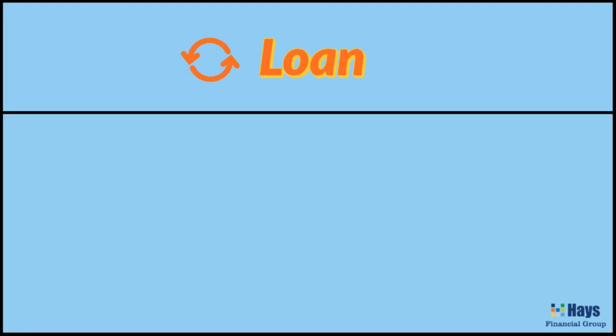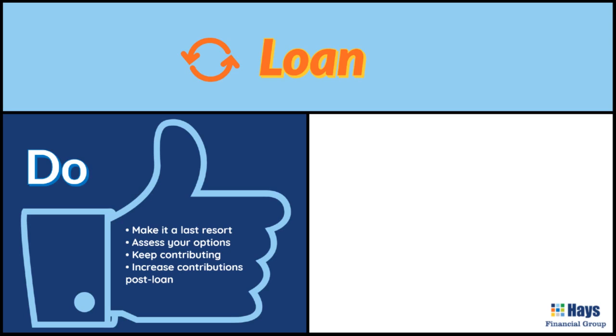A loan, if available, will generally be your first option if you're still actively employed at the company. And a few tips if you're taking the loan are, just like any distribution, try to make it a last resort, but be sure to assess your other options that you might have within the retirement plan or outside of the retirement plan from private funding. Keep contributing. We'll see in just a moment why it's so important when you have the extra loan payment coming out of your paycheck to still contribute to your retirement. And then my suggestion is to increase contributions when you're finally done paying that loan off.